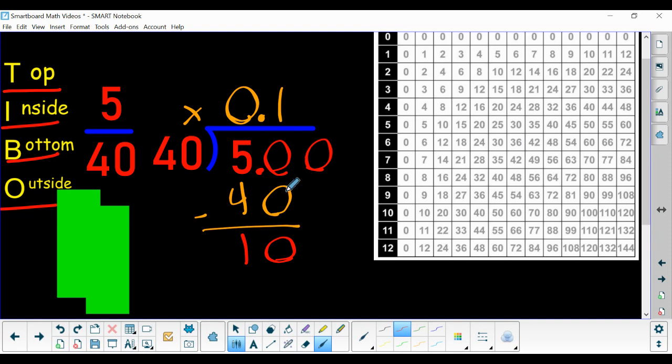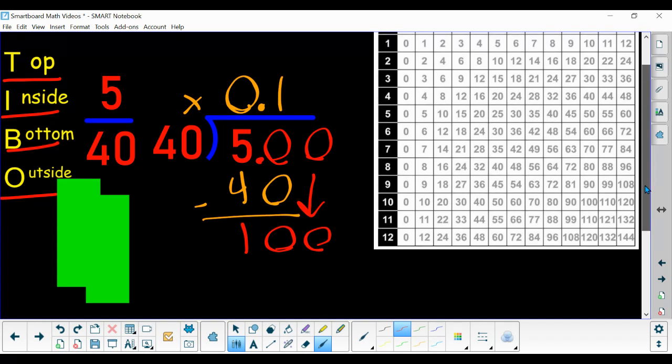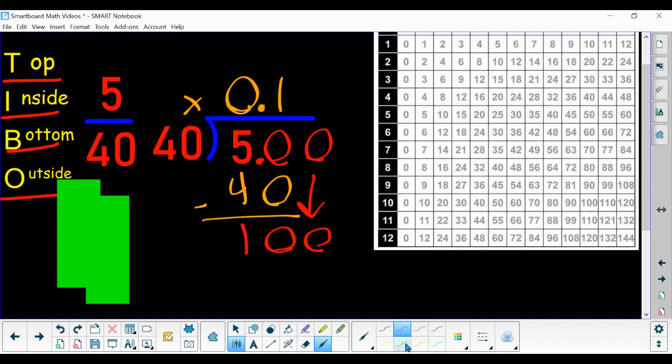And the one you just added, you drop it. And now instead of 10, it becomes 100. And again, you're going to see how many times you can fit 40 into 100. Most of you shouldn't have any trouble figuring that out, but for those who do, again, like I mentioned before, cover up your zeros.